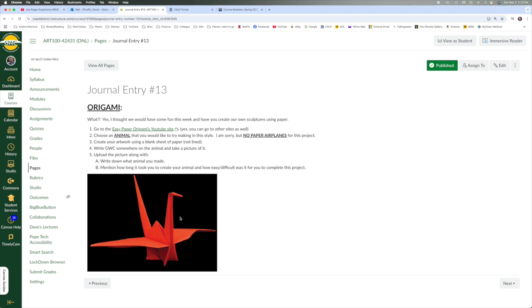So please read through the directions here. Make sure to write the initials GWC somewhere on your animal and then take a picture of it. That's what I'm asking you to submit for your journal, along with a couple sentences. Write down the animal that you made and mention how long it took you to create your animal. Was it easy or difficult? And so on.